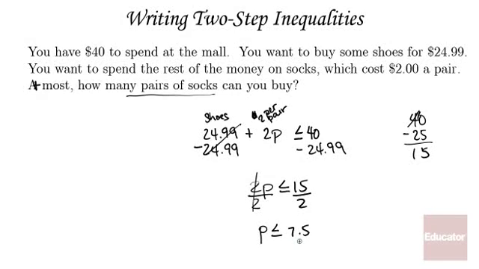If I buy 8 pairs of socks, I won't have enough money. So then I know that even though I'll have a little bit of money left over represented by this 0.5, I have to go to 7 pairs. So I can buy 7 pairs.